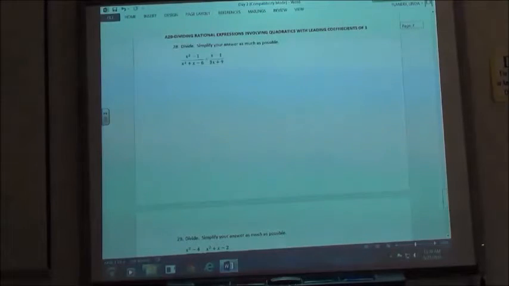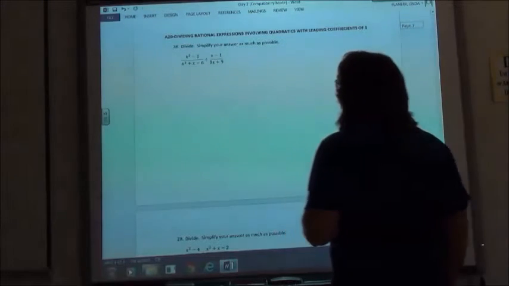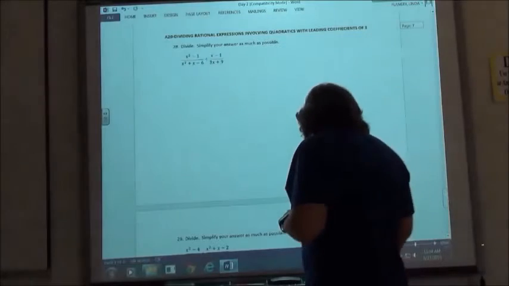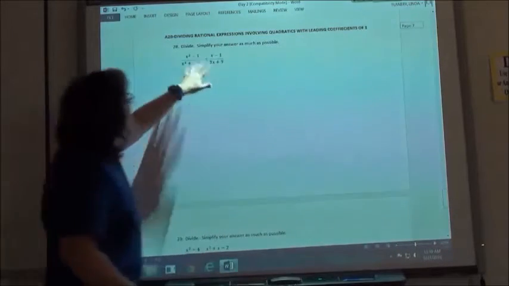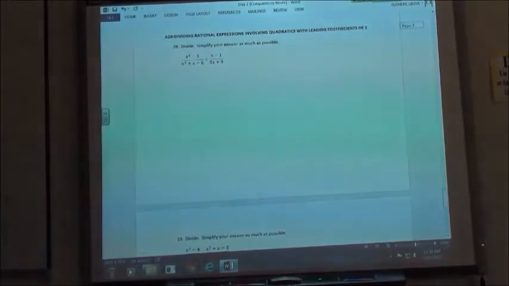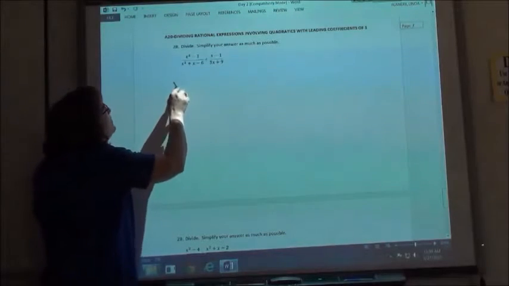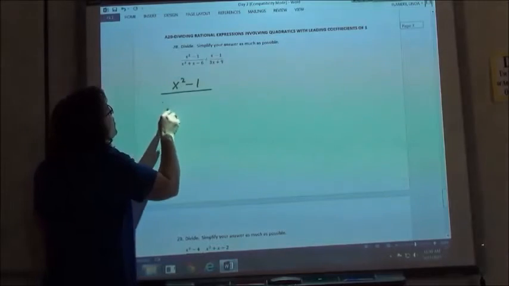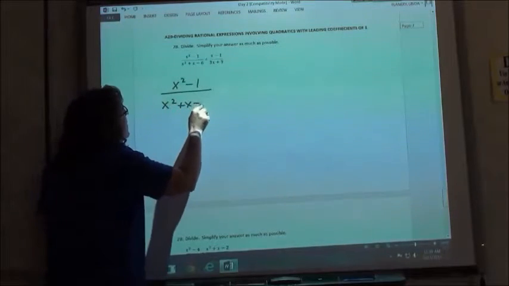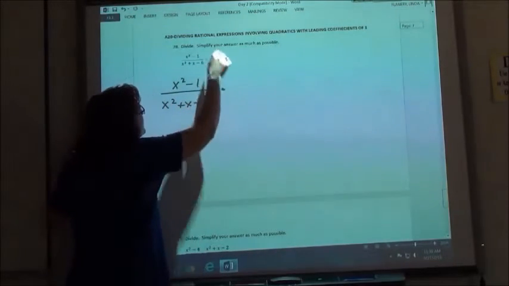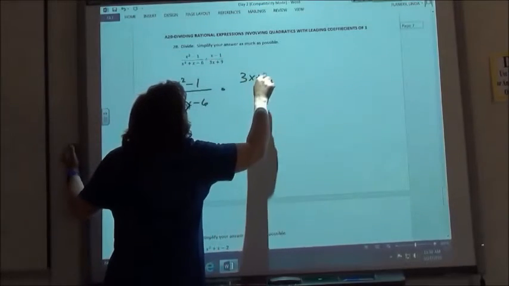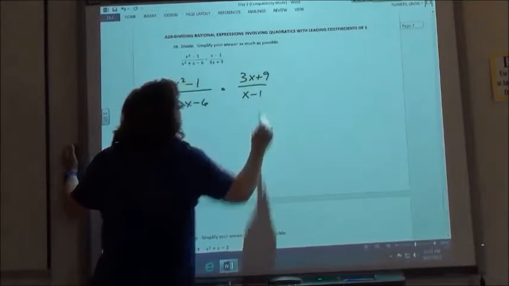So the last one's here on homework day 2, dividing rational expressions involving quadratics with a leading coefficient of 1. I'm dividing two expressions, and when I divide expressions, I have to invert and multiply. So I change this problem to x squared minus 1 over x squared plus x minus 6 times the reciprocal, 3x plus 9 over x minus 1.